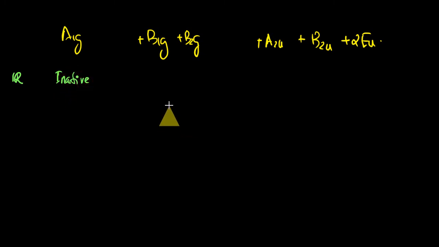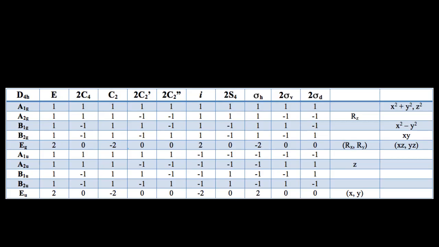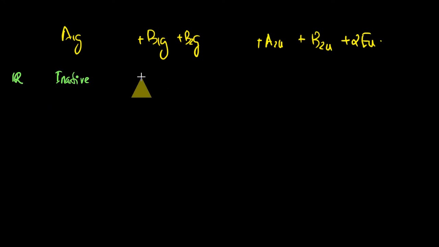Inactive. Okay. And what about B1G? B1G has any XYZ? No, there is no XYZ corresponding to B1G also. That is also IR inactive. So let me write IR inactive.